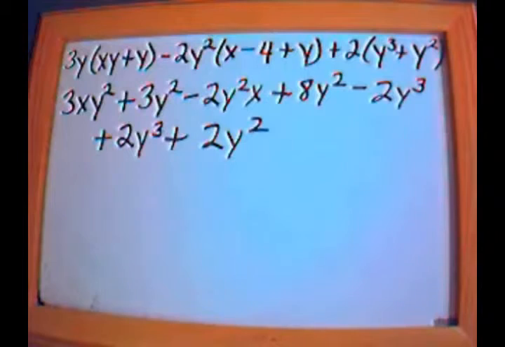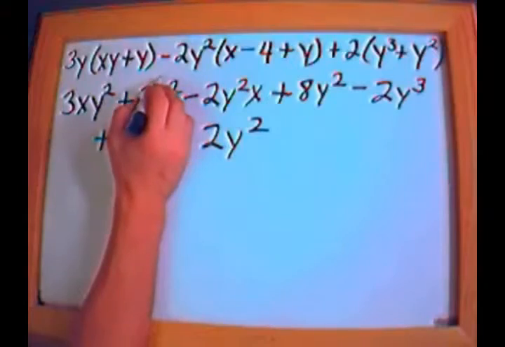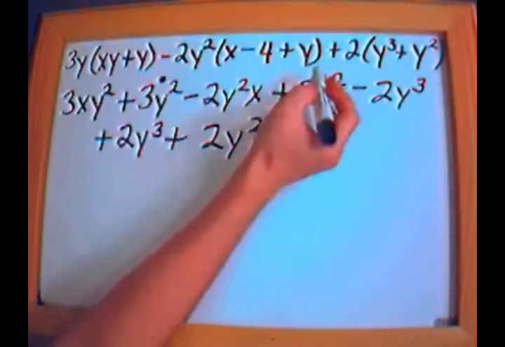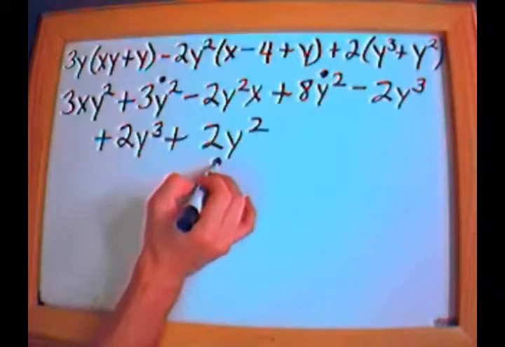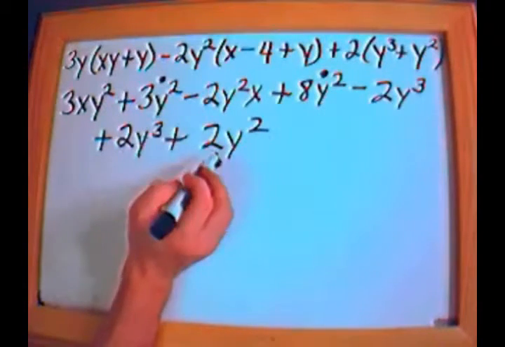Okay? Now, this was a bunch of garbage on the screen here. So what do I do next? Well, the next thing I do is I try to find like terms, and I try to group them together, and I try to add them together. First thing that jumps out at me, this has a y squared, this has a y squared, and also this has a y squared. So I can simply add them together.